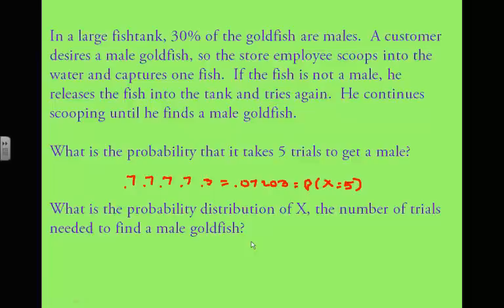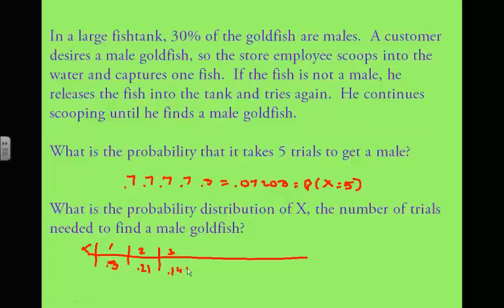Now, what if we change it a little bit? What is the distribution of x, the number of trials needed to find a male goldfish? If we were going to make a distribution of this, we'd have our x variable, and we could have 1 trial, 2 trials, 3 trials, 4 trials, 5 trials, and so on. 1 trial would have a probability of 0.3 right off the bat. He gets it. Or you could have 2 trials, which would mean the first one was a female, but the second one was a success, so 0.21. Or the 3rd trial, which would mean the first 2 were females, 0.7 times 0.7, but then the 3rd one was a male, so that's a 0.3. That gives you a probability of 0.147.